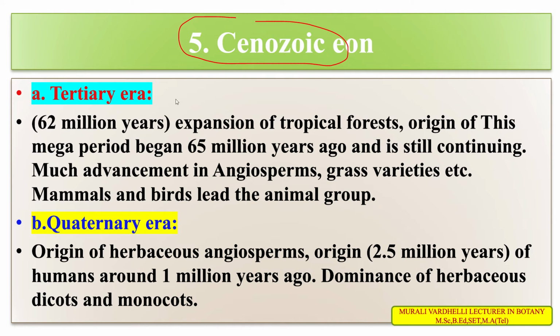Okay, next, the last one, is the Cenozoic era. In the Cenozoic era, the mega period began. It began 65 million years ago and is still continuing. This Cenozoic eon is still continuing. This eon is again divided into two eras. One is the Tertiary era, the second one is the Quaternary era. The Tertiary era is approximately 62 million years.